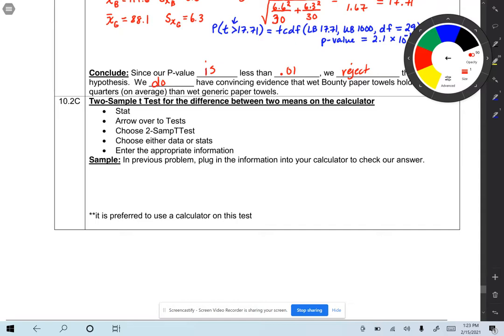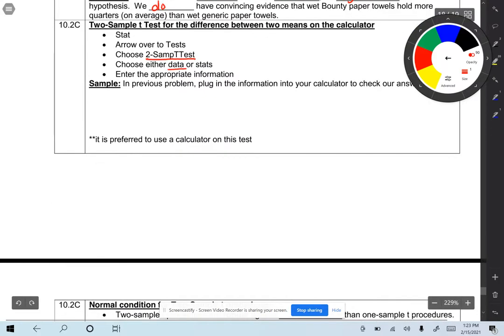So go to STAT and arrow over to TESTS, because you have EDIT, then CALC, then TESTS. So arrow over to TESTS, and you are going to choose a two-sample t-test. We're going to choose either Data or Stats. Well, my data was already in list 1 and list 2, so I chose Data. I entered the appropriate information, and then on a screen, you will get these values. You have to write down what's on your calculator.